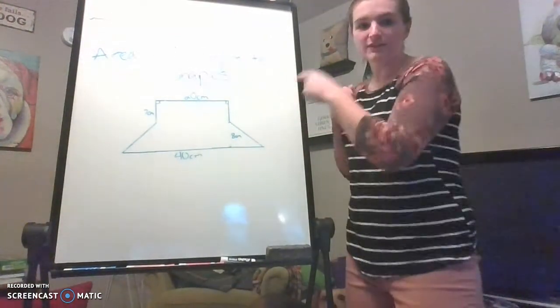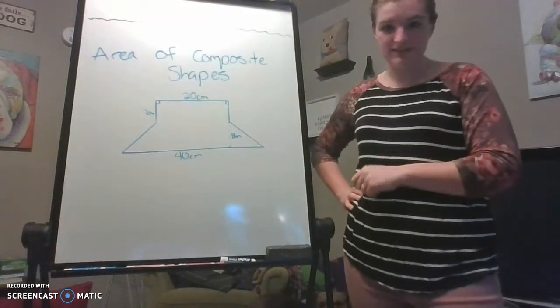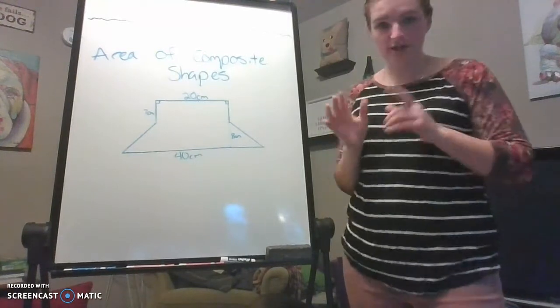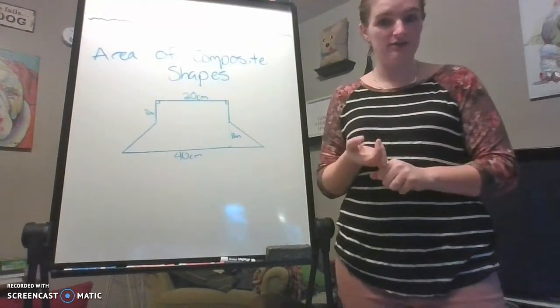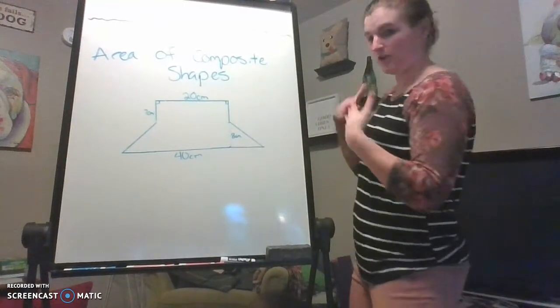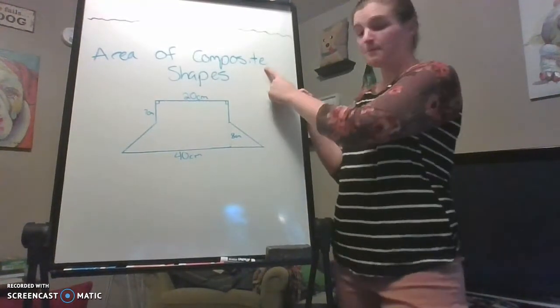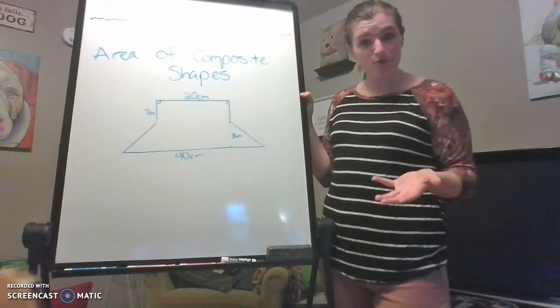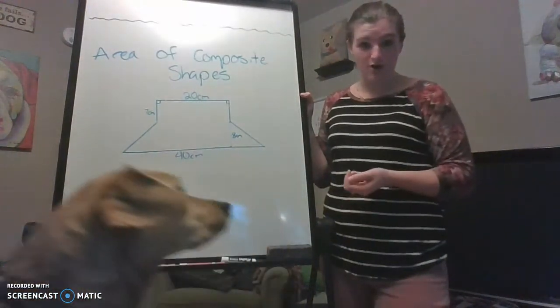Yeah, okay. So we're going to find the area of composite shapes today. We've been working on finding the area of rectangles and the areas of triangles, and we're going to use that knowledge now to find the area of any shape. A composite shape is a shape that can be broken down into multiple smaller shapes.